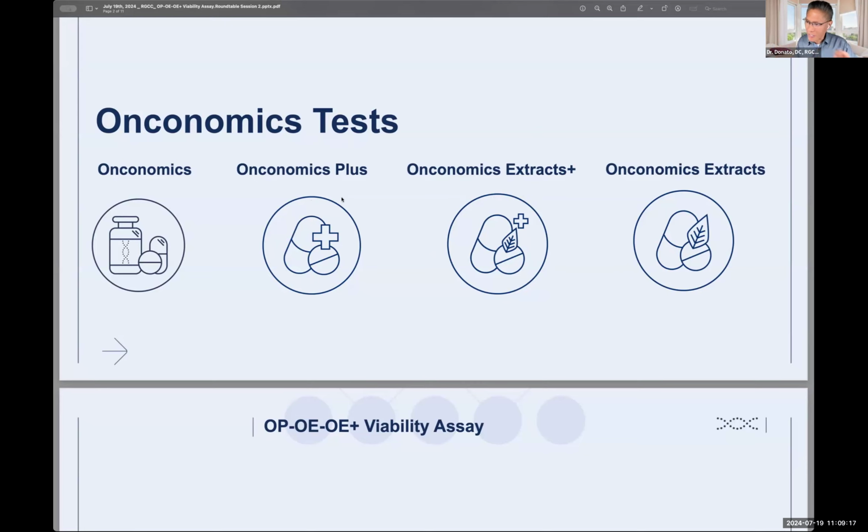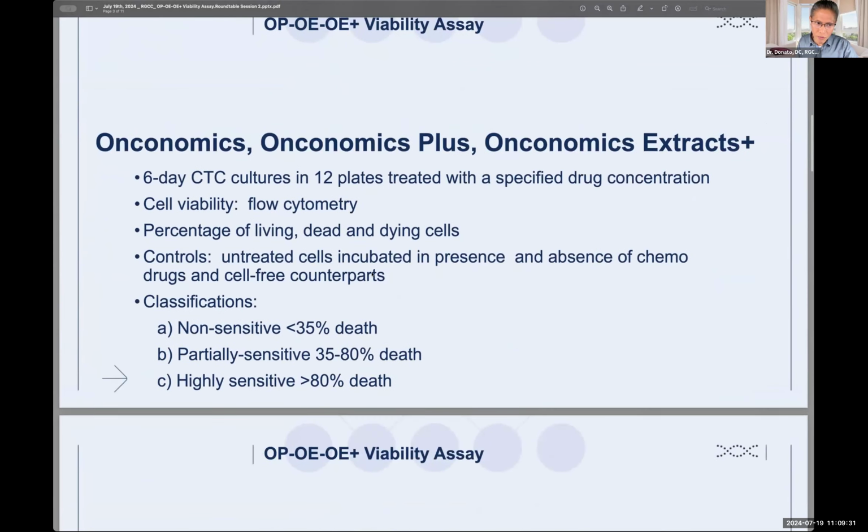But in the beginning, always order Onconomics plus, because no matter how a patient says, hey, I don't want drugs, I don't want anything to do with drugs, still order the Onconomics plus. You're responsible to know what is available out there. And if you didn't know that, then I'm sorry, you might be questioned down the road on why did you not refer to oncology.